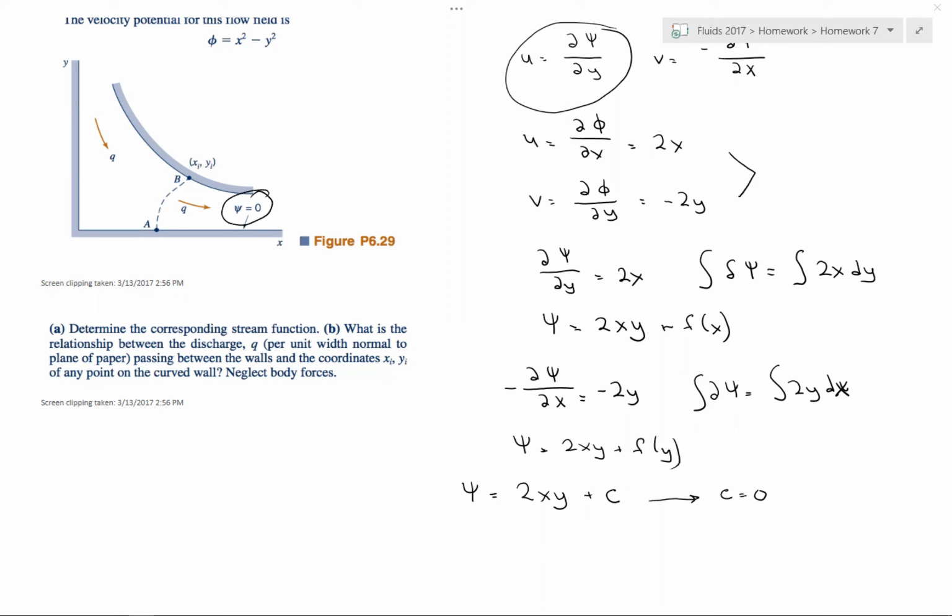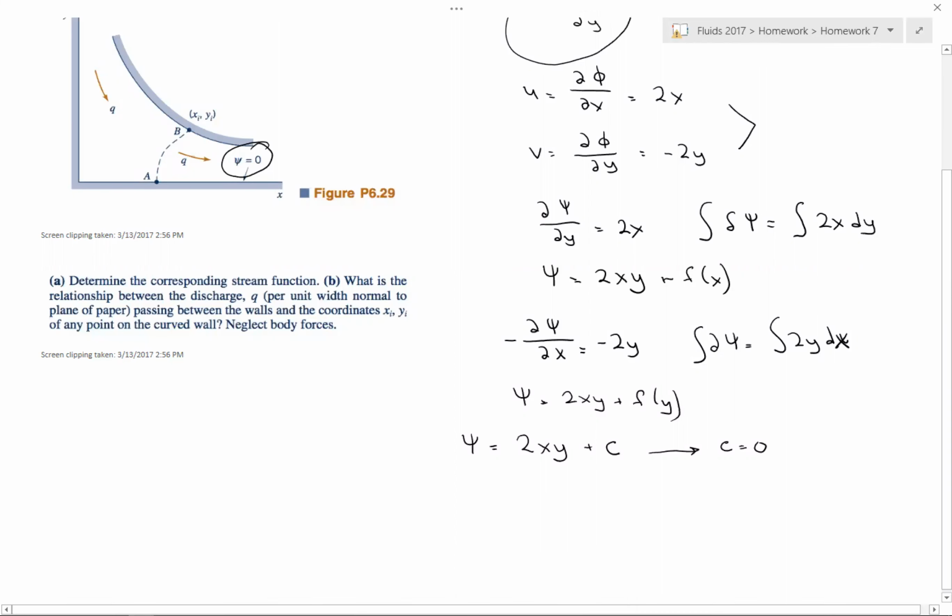Probably the harder one. So what is the relationship between the discharge? I don't know why they call that, I call it flow rate per unit width normal to the plane of the paper. And that's something, again, that you need to get used to, that W, if you want to call it that, is one, whatever the unit is, normal or in the back of the wall. Passing between the walls and the coordinates on any point of the curved wall.